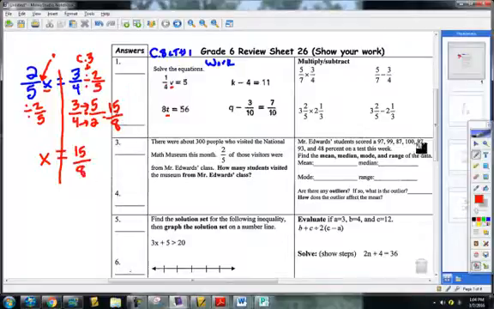Remember, we don't use mixed numbers in algebra. We do not use mixed numbers in algebra. We only use improper fractions, and that is in simplest form. So that would be my answer.